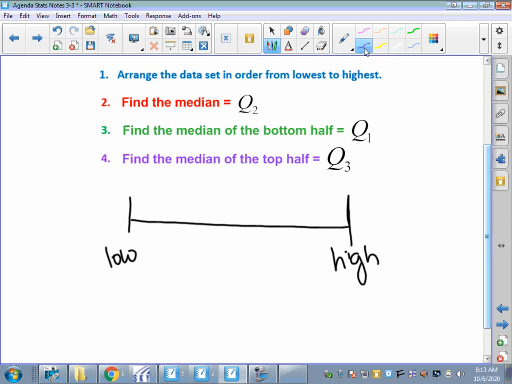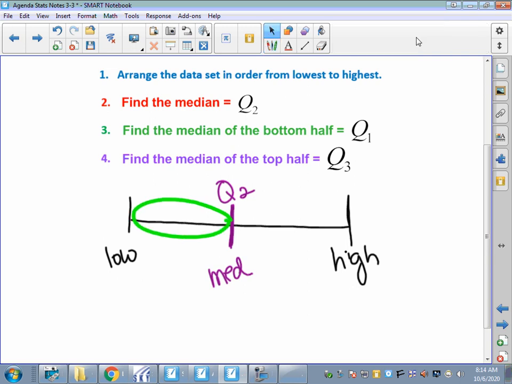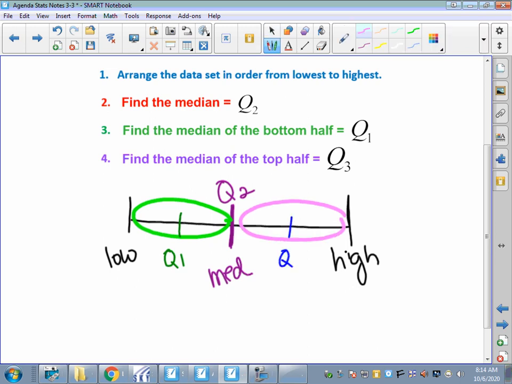I go through and I say, all right, right here in the middle is my Q2, or my median. Then I need to take the median of this bottom half. So here's my Q1. And I'm going to take the median of the top half. That's going to be my Q3. So that's really all we're doing. There's no calculations involved except counting. And hopefully you've mastered the art of counting at this point.